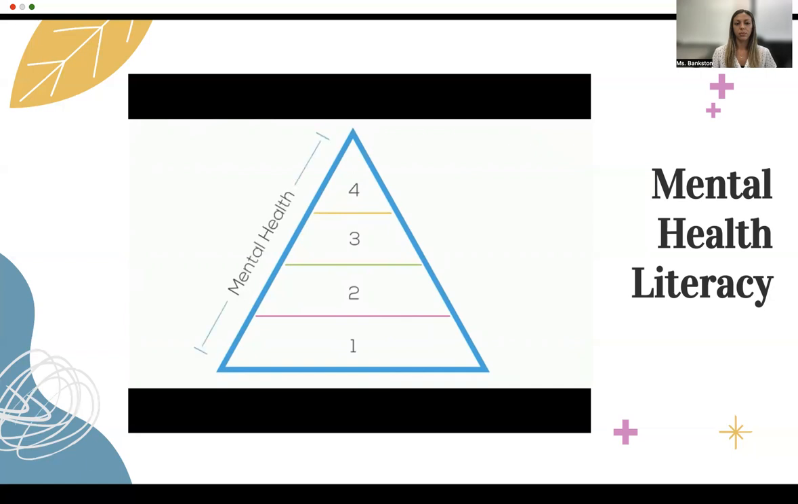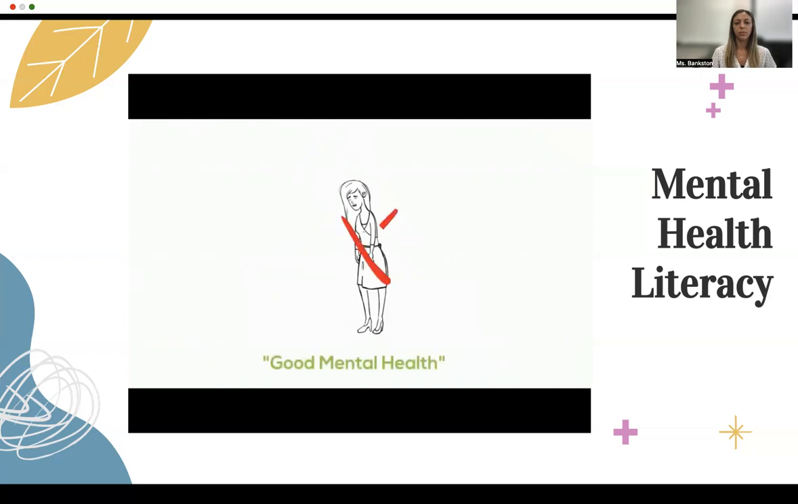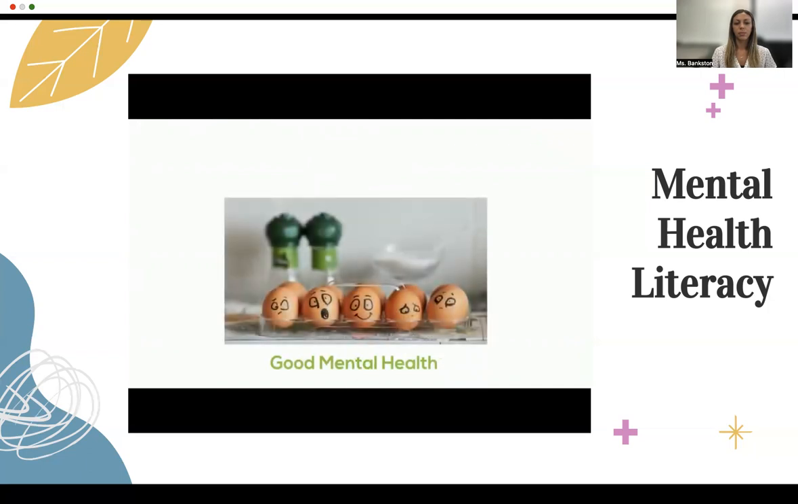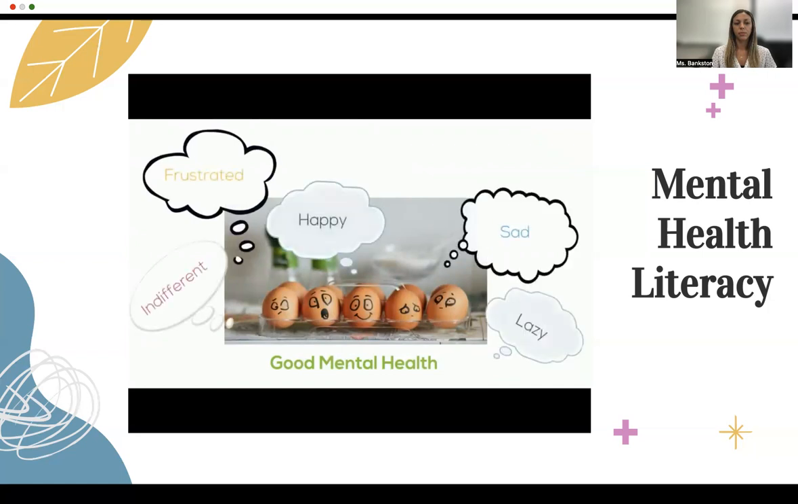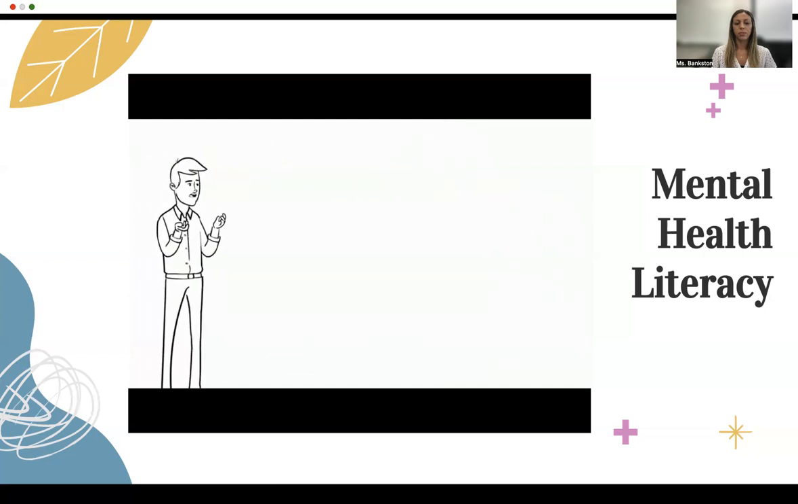We need to make sure that we don't define good mental health as never having a bad mood. Good mental health includes a wide variety of emotional states. There are times when we are frustrated, indifferent, happy, sad, lazy, joyous. These are all parts of life and normal fluctuations in our mood. If a person has a mental illness, it doesn't mean that they lose their mental health.